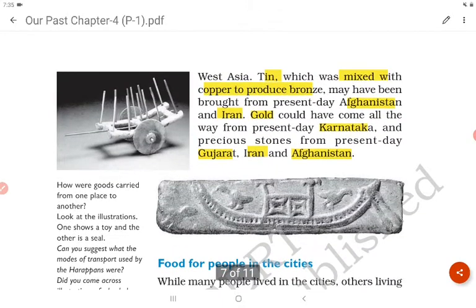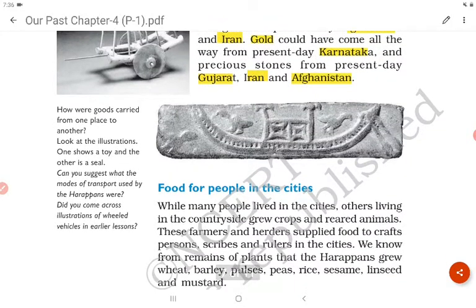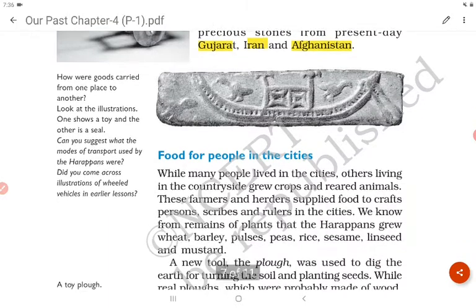How were goods carried from one place to another? Look at the illustrations. One shows a toy and the other is a seal. Can you suggest what the modes of transport used by the Harappans were? Did you come across illustrations of wheeled vehicles in earlier lessons? No, this is the first time, right? So they used carts or they used ships. So the means of transport were through land and through the ocean, or through water.